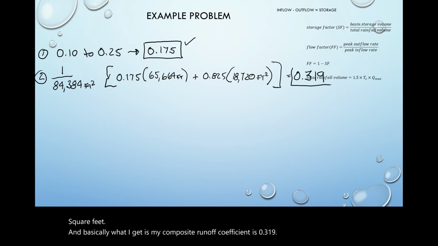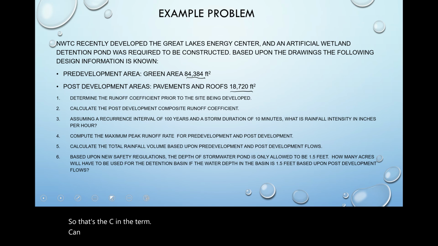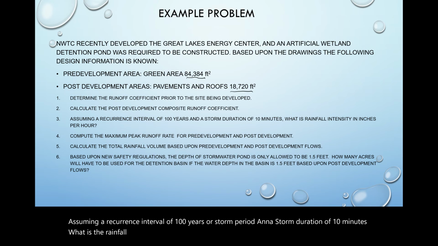So that's the C in the term. Okay, all right, so 1 and 2 answered. Let's go to number 3. Assuming a recurrence interval of 100 years, or storm period, and a storm duration of 10 minutes, what is the rainfall intensity in inches per hour?